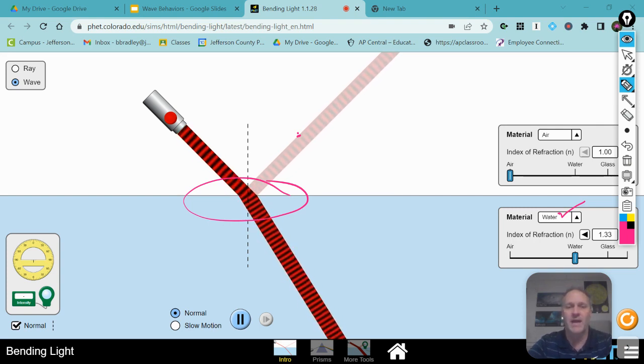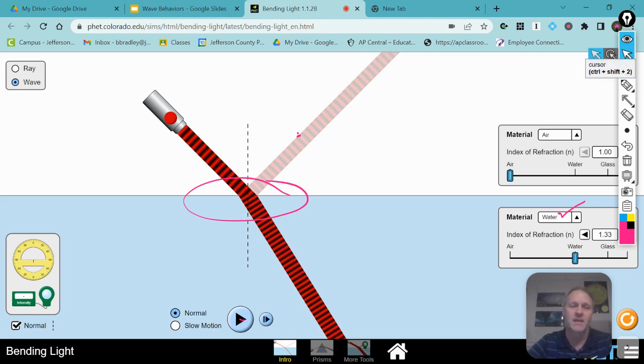Well, you can notice that what happens, not only does the wavelength get closer together, but also you can see that it changes direction at the same time. Okay.